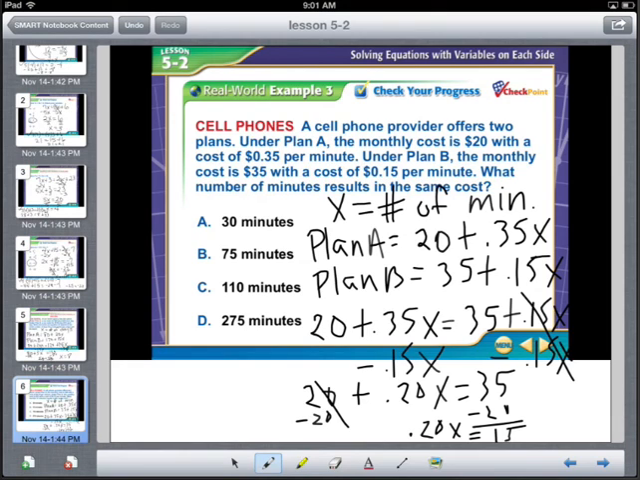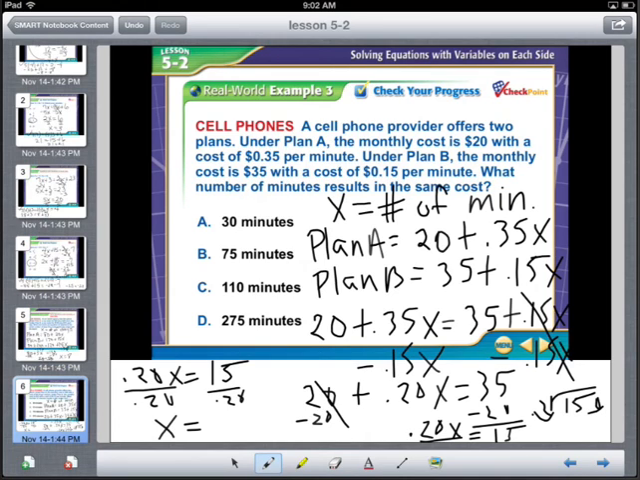Okay, so dividing both sides, I'm going to move this over here. I hope this doesn't throw you, but let me just move it over here. So I have 0.20x equals 15. Divide both sides by 0.20. And x is going to equal, you got to do your division. I'm going to try to squeeze it in over here. 15 divided by 0.2. I've got to move my decimal place.